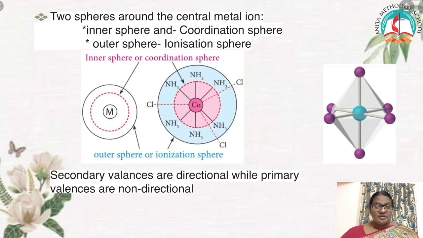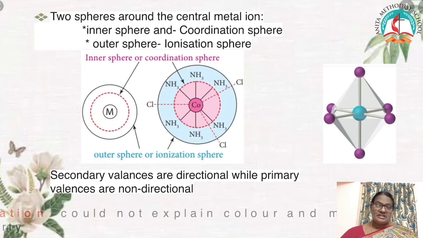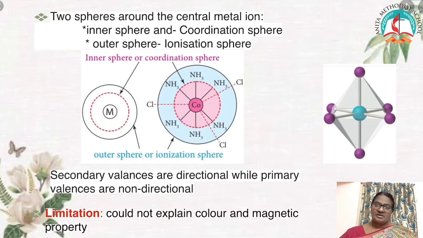Even though Werner was able to explain so many properties, primary valency, secondary valency, oxidation number, ligands, everything, Werner's theory could not explain the color. In pyrotechnics, we use only these coordination compounds. He was not able to explain the color and magnetic property of coordination complexes. Next, we are going to study the important terms, many new terms.